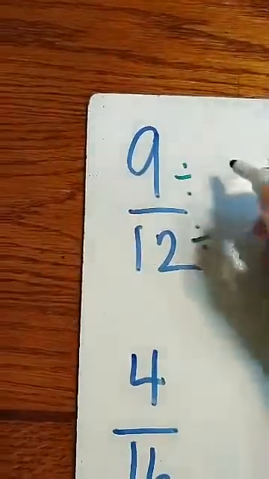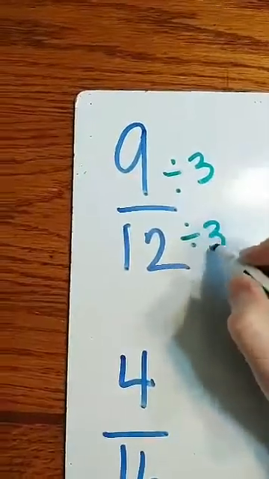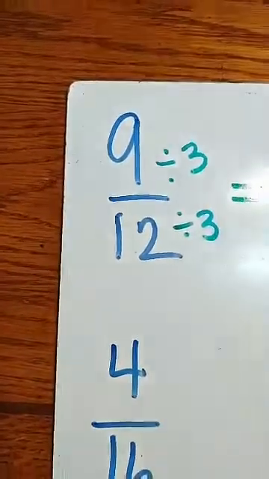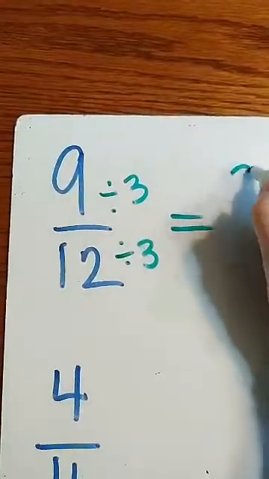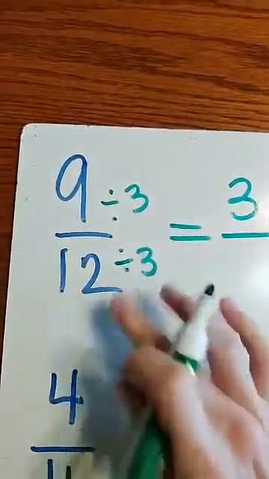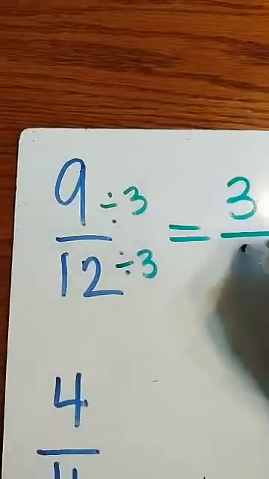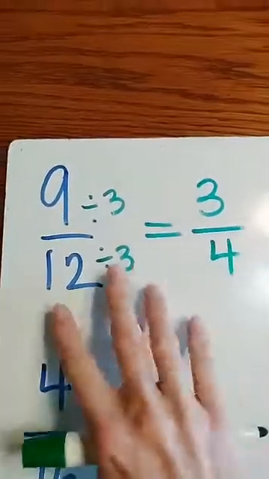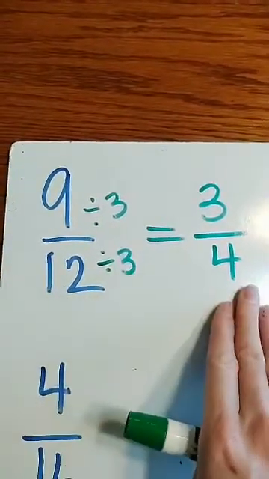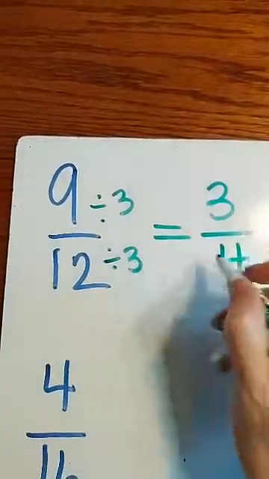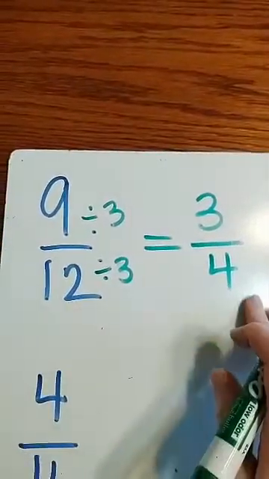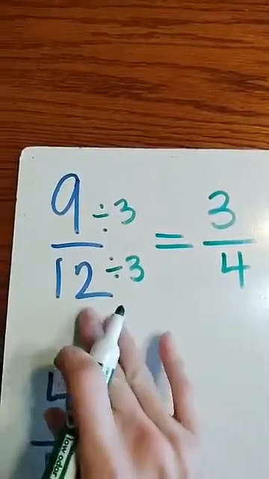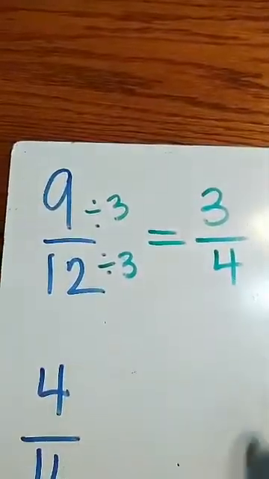You got it, guys. We can divide them both by 3. Okay, so if I divide them both by 3, how many 3's are in 9? You're right, there are 3. How many 3's are in 12? You're right, 4. So I've just simplified 9/12 down to 3/4. And I put equal because they are equal. These are the same amounts, okay? This is just a simpler form.